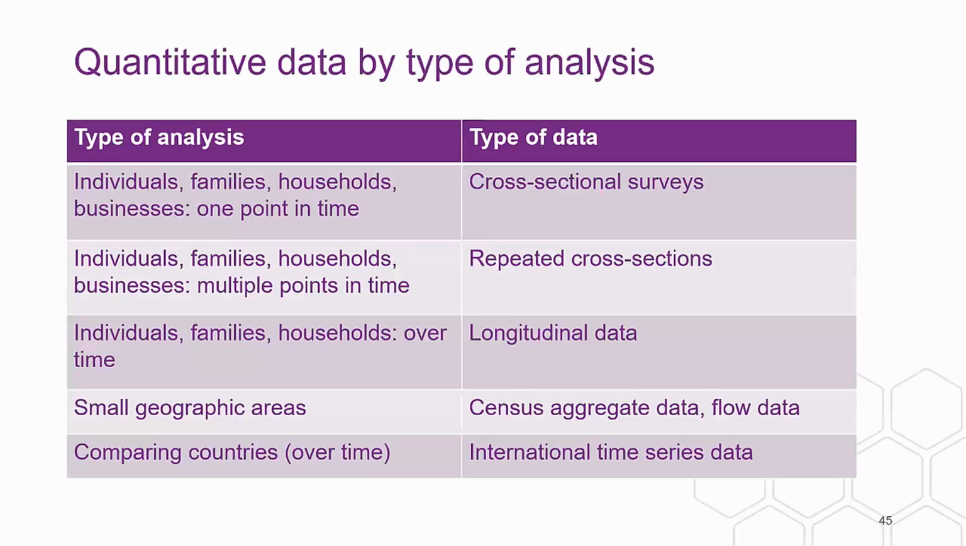As well as considering your variables and your concepts, you also might want to consider the kind of analysis that you want to do or that you can do with the data. For example, if you were interested in looking at individuals at a particular time point, you might want to use a cross-sectional survey. If you want to look at data across multiple points in time, you might want to use a repeated cross-sectional survey, like the crime survey that we were looking at. If you are interested in data over a long period of time, you might look at longitudinal data. If you're interested in small geographic areas, you could use the census aggregate data or flow data. And if you want to compare countries over time, you can use international time series data. You can search by all these different data types on the UK Data Service website.